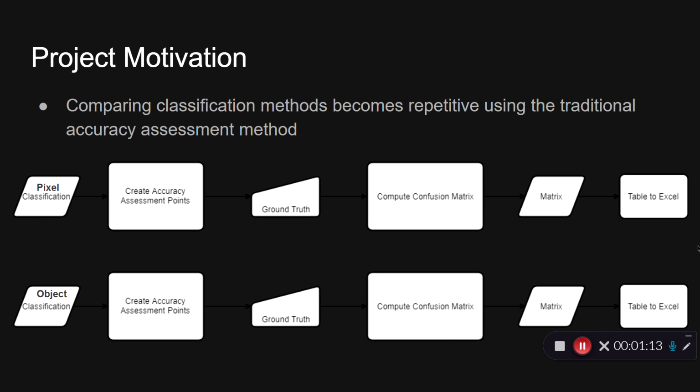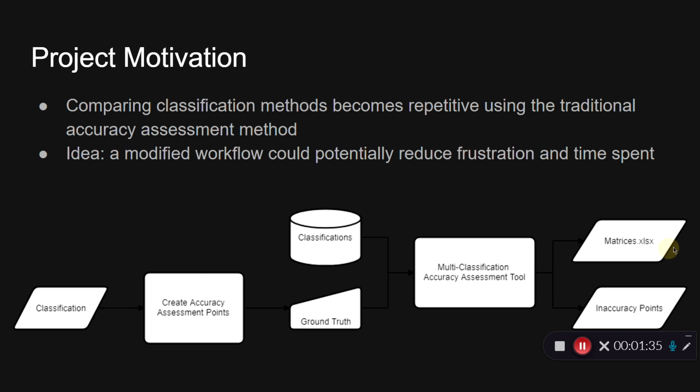So I decided that basically this was cumbersome. It was too much work to do two, 3, 4 for those who are doing more than one classification. It makes sense that if you're trying to compare different classification methods, it would make sense to have a more streamlined workflow. And that's why I came up with a modified plan that would potentially reduce frustration in my case and also time spent sort of in the trenches.